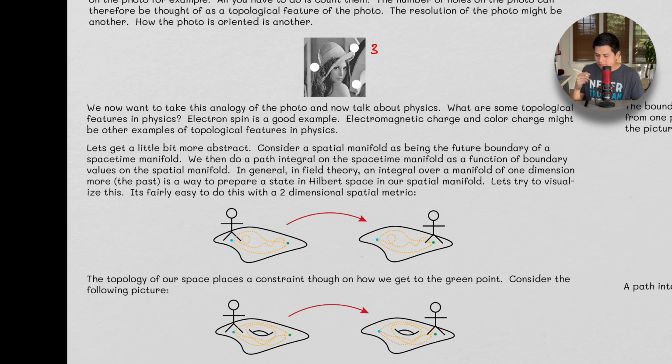We now want to take this analogy of a photo and talk about physics. So what are some topological features in physics? Electron spin might be a good example. You don't really need a ruler or a clock to measure the spin of a particle. Electromagnetic charge and color charge might also be other examples of topological features in physics.